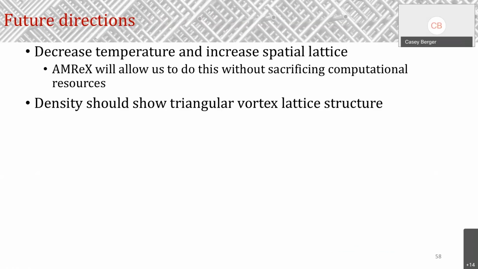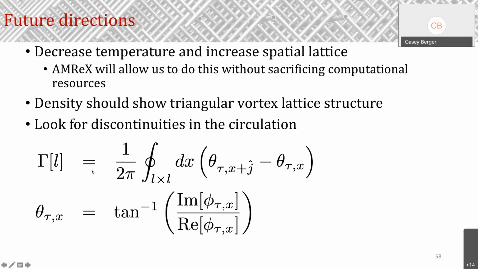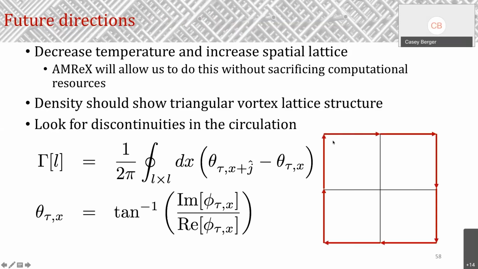We also want to look for discontinuities in the circulation. So the circulation I mentioned at the very beginning is this quantized circulation around the boundary of a vortex, and you can calculate it in the following way. It's basically a line integral around a loop. You can do this on the lattice by just taking a square loop and going around it and calculating this integral. So this is something that we can compute using the complex Langevin algorithm, and we can actually find quantized angular momentum in this way.